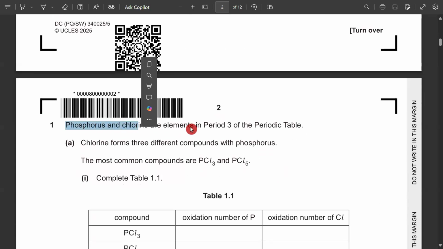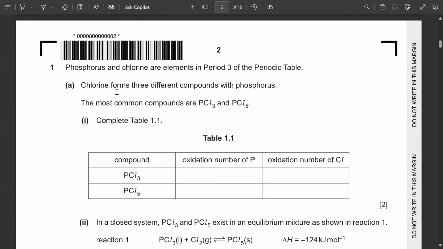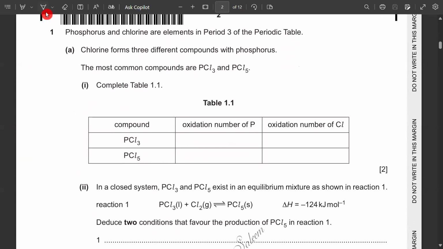Phosphorus and chlorine are elements in period 3 of the periodic table. Chlorine forms 3 different compounds with phosphorus. The most common are PCl3, PCl5. So we have to complete the table by providing the oxidation numbers of phosphorus and chlorine.